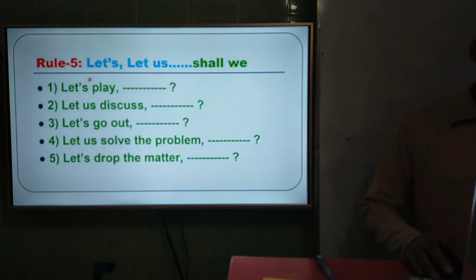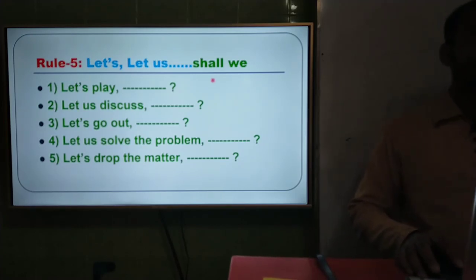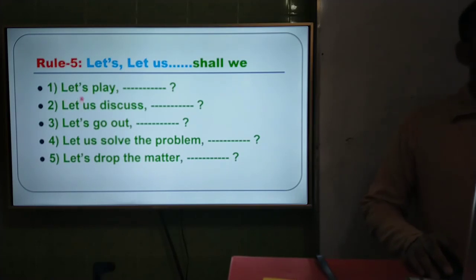And this rule is of "let us" or "let's". These are also imperative sentences, but if we get the object "us" after "let", in short form or in long form, we have to use "shall we". You just memorize this answer. If you get "let us" or "let's", you will use "shall we". So all the answers will be "shall we" here, as all sentences have started with "let".